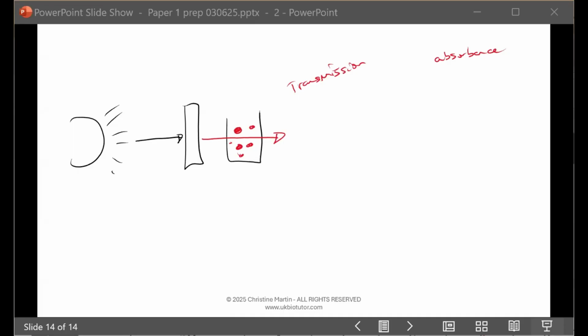Yeah, no, I changed my mind. That's why I changed it to blue.